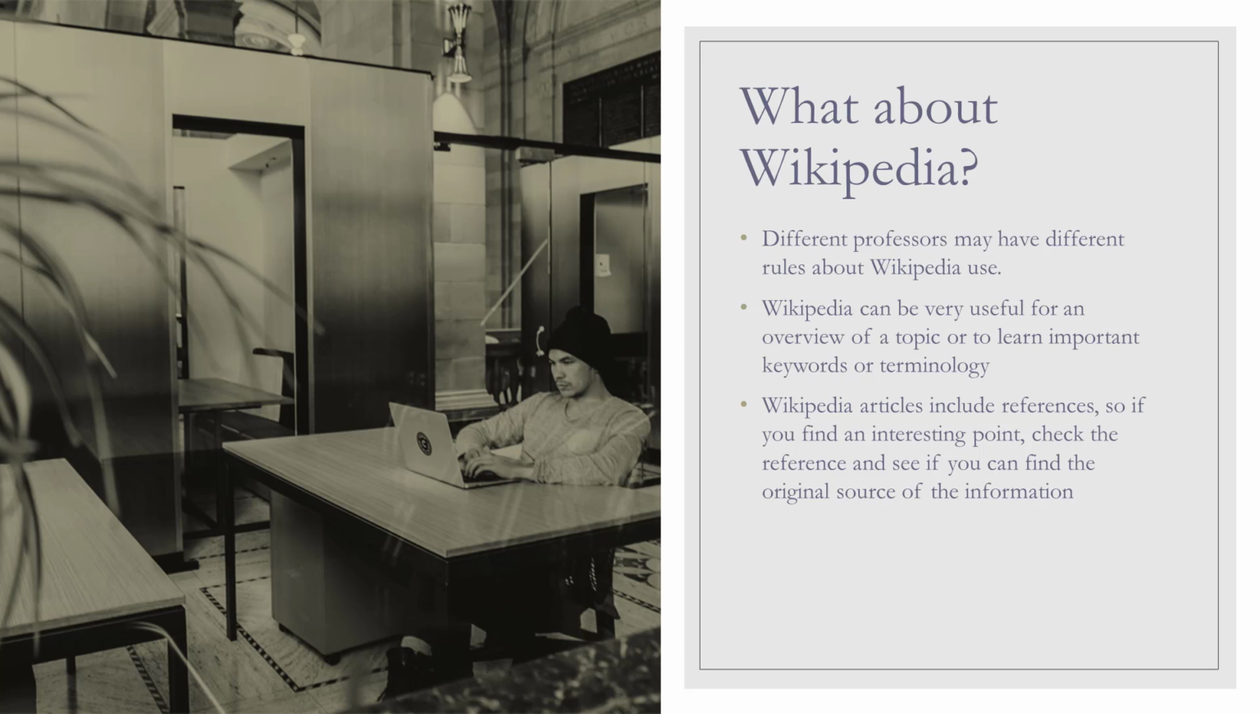Also, Wikipedia articles usually include references, so if you read something interesting in a Wikipedia article, you can check the references at the bottom and find out where the information came from. If there's a source listed, you can go find that original source of the information. It's much better to go to the original source than it is to use a summary in Wikipedia.